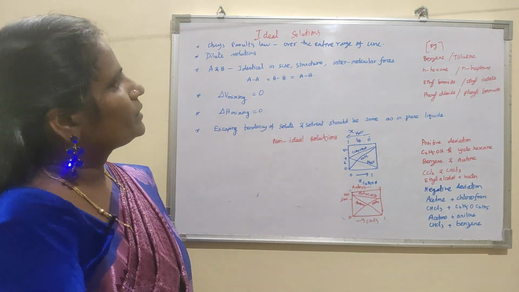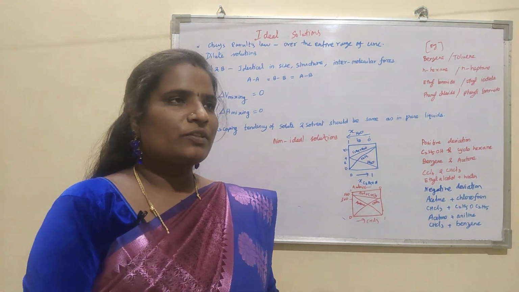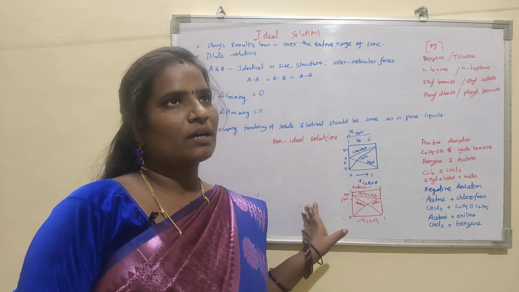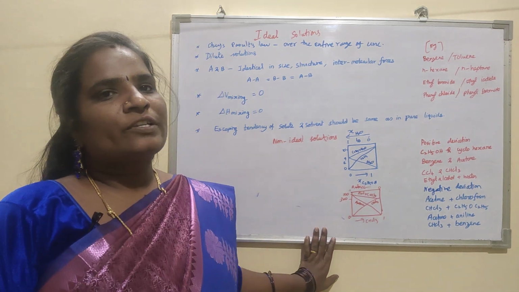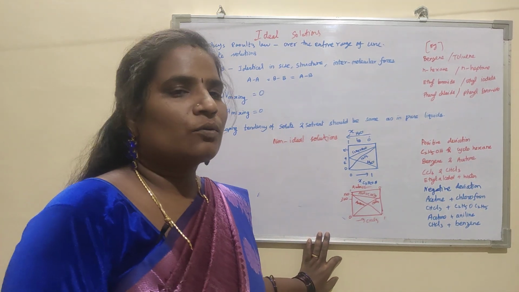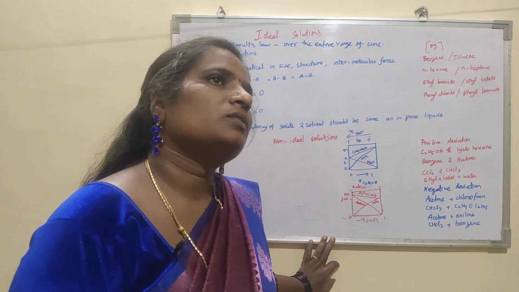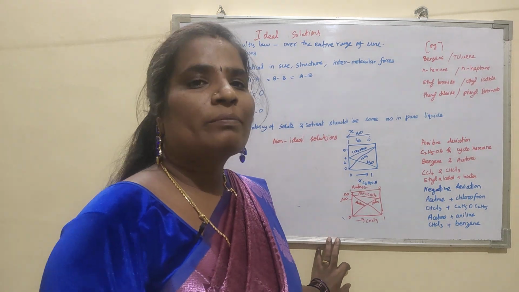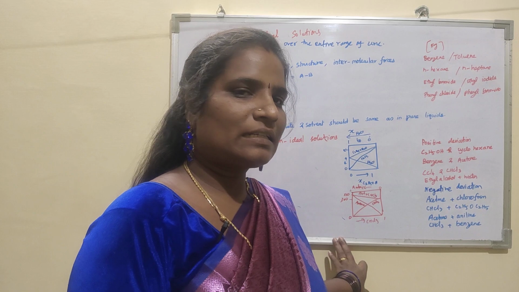I'm going to discuss the types of solutions based on Raoult's law. So, what are the solutions which follow Raoult's law? They are known as the ideal solutions. Then, what do we mean by ideal solutions? It has certain conditions.